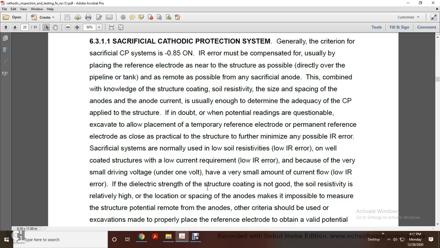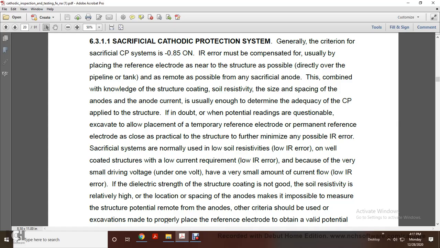The sacrificial anode, combined with knowledge of the structure coating, soil resistivity, size and spacing, and anode current, is usually enough to determine the adequacy of the cathodic protection applied to the structure. If in doubt, or if the potential reading is questionable, excavate to allow placement of a temporary reference electrode, or a permanent reference electrode close and practical to the structure, to minimize IR error as much as possible.